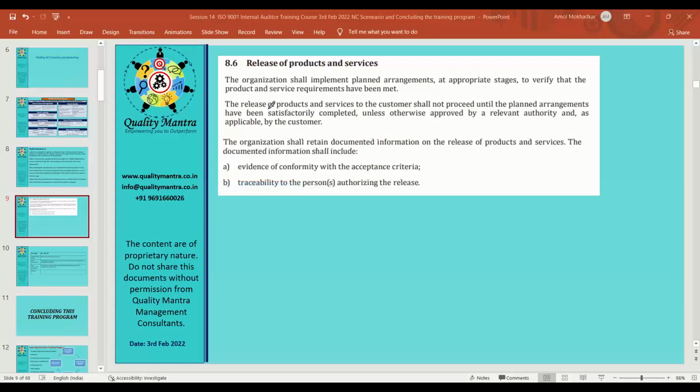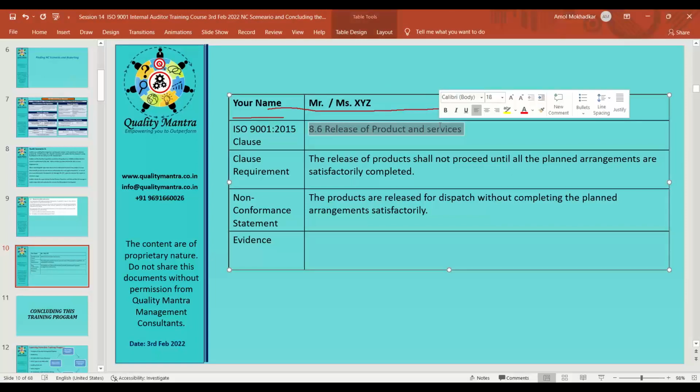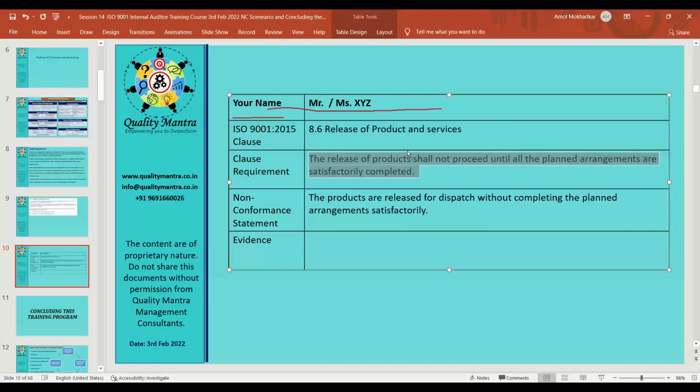Yes, sir. The release of products and services to the customer shall not proceed until the planned arrangements have been satisfactorily completed. This was the requirement. So when we write the NCR report, this clause number 8.6, release of products and services, and the clause requirement. Normally I told you in the NCR report, requirement is not required to be written. There is no provision actually, but it is a good practice कि आप कहीं ना कहीं उसे लिखिए and based on that requirement create a non-conformance statement. So the release of products and services or products here in this case shall not proceed until the planned arrangements are satisfactorily completed. ये हमारे requirement थी. Now non-conformance will be just opposite to that. The products are released for dispatch without completing the planned arrangement satisfactorily.